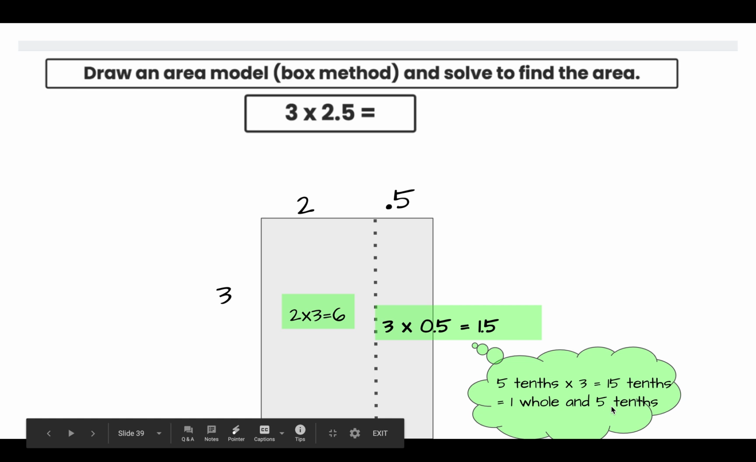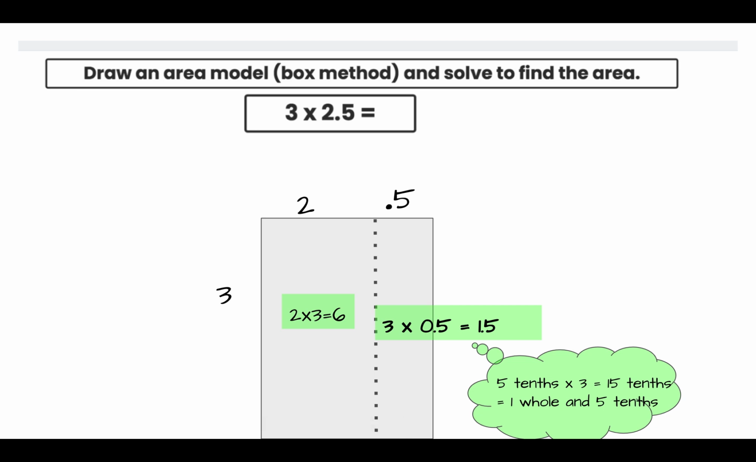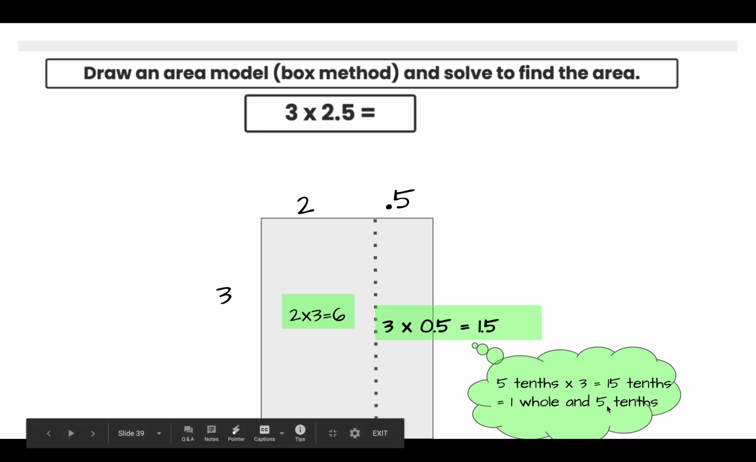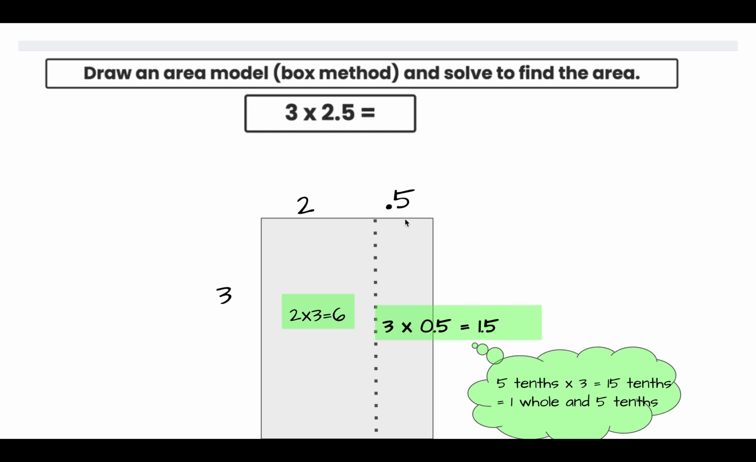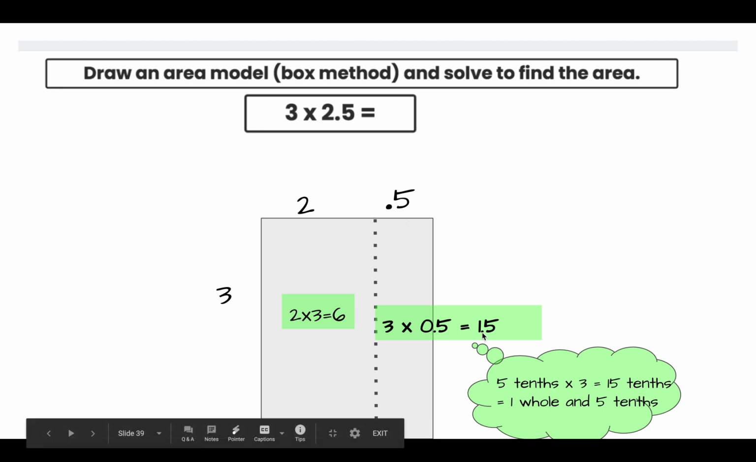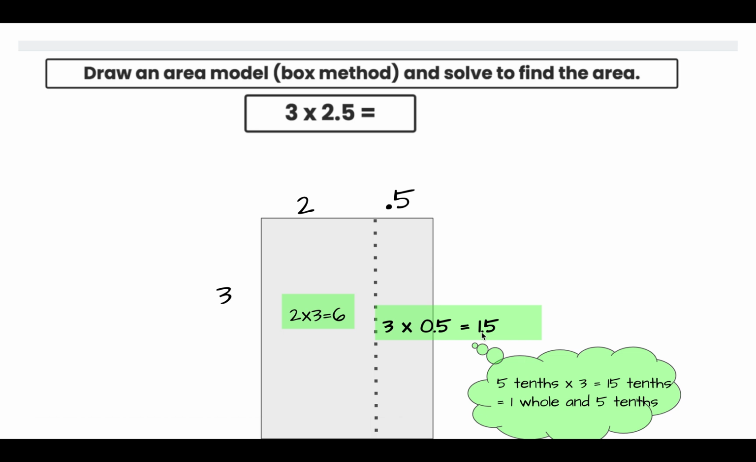Make sure you estimate first to see if you got the decimal point in the right place. So when I did 5/10 times 3, I knew it was going to be more than 1 because I know that 10/10 is a whole. So if I got an answer less than 1, I knew that would be crazy. And if I forgot my decimal point and got an answer of 15, I also knew that would be crazy. So always use an estimate to make sure that you're putting your decimal point where it makes sense.